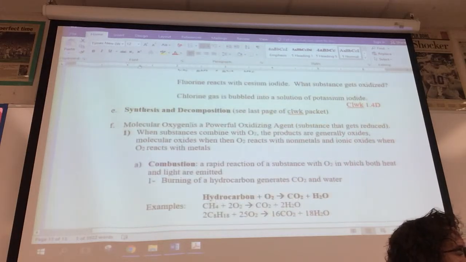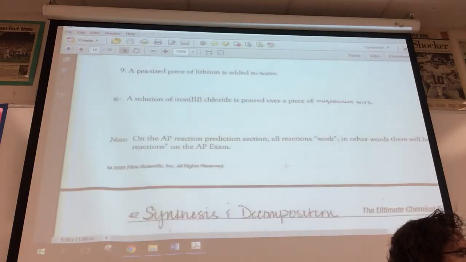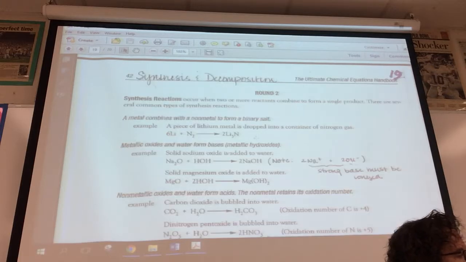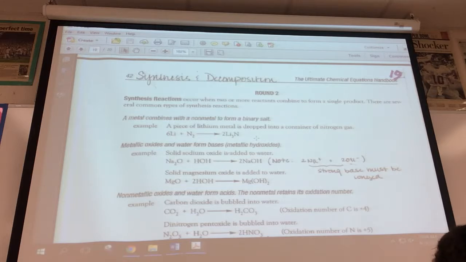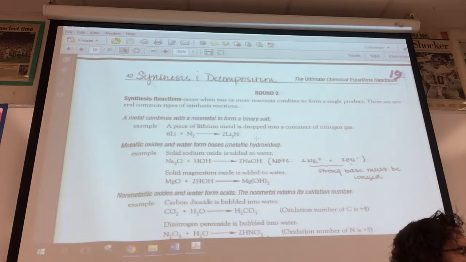All right, with synthesis and decomp in your packet, these are going to be the last 2 pages. And I want to go through several of these with you and then show you how to work them. They'll look a little tricky with you at first, but I don't think you'll find them that overwhelming. Challenging maybe, but not overwhelming.